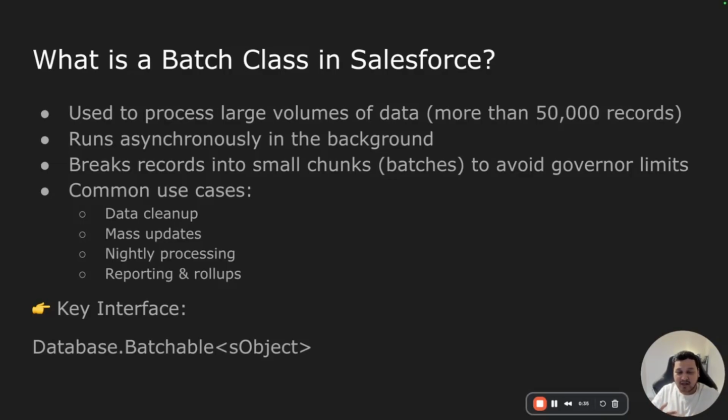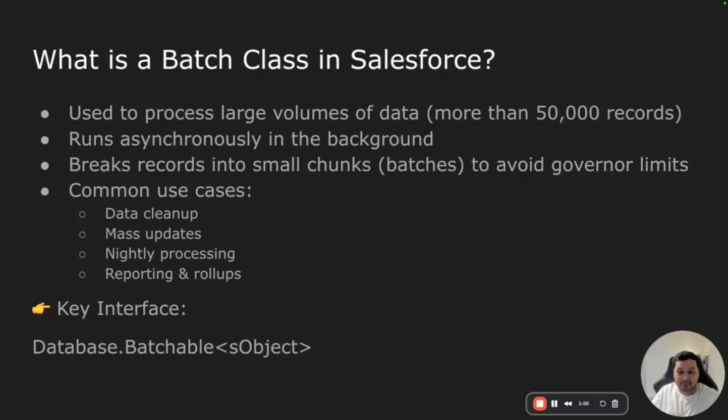So let's say if you want to update, let's say, 1 million records, you cannot do it straight away using Apex because your Apex will run into governor limits. You can update only 10,000 records in a single transaction, and you can query up to 50,000 records in a single transaction. So that's where a batch class comes in to rescue you.